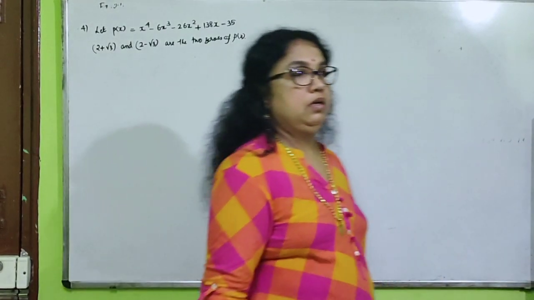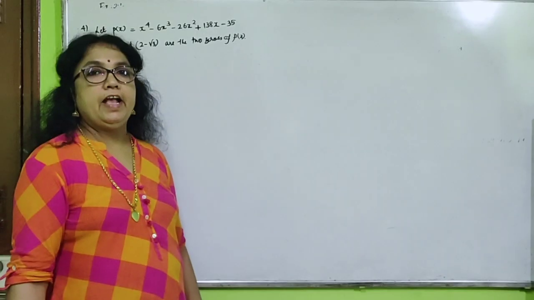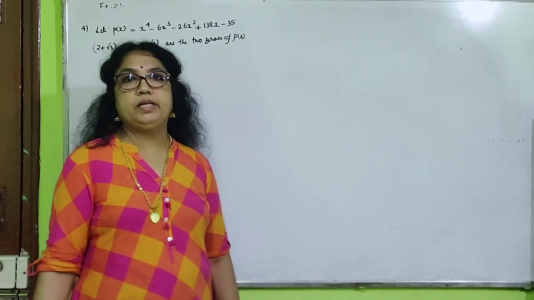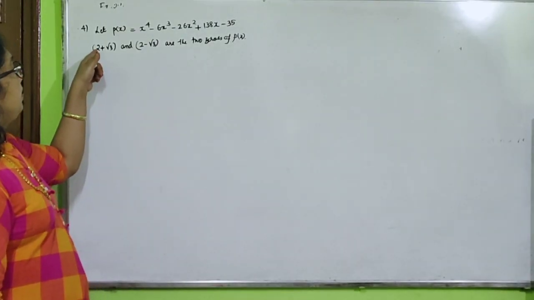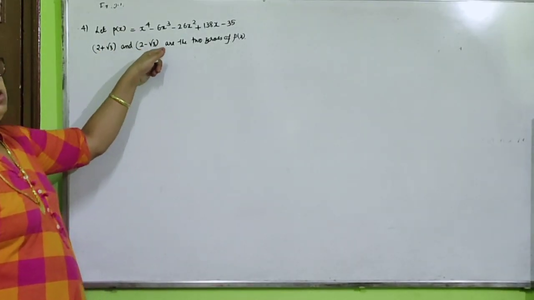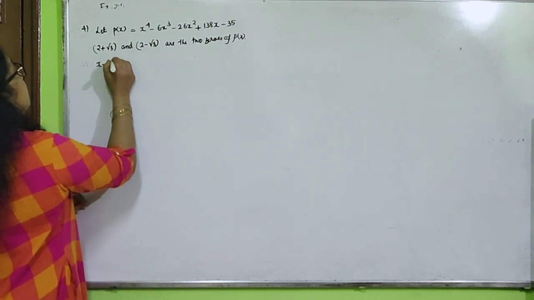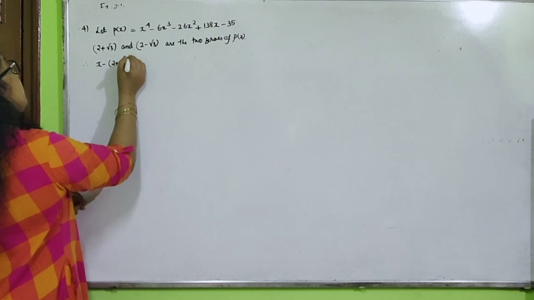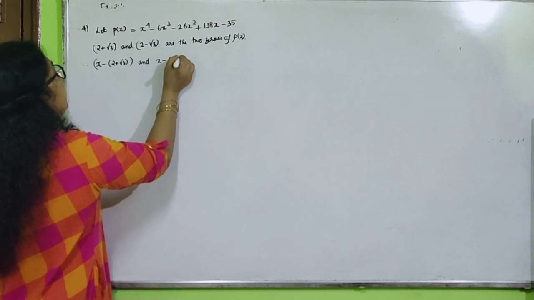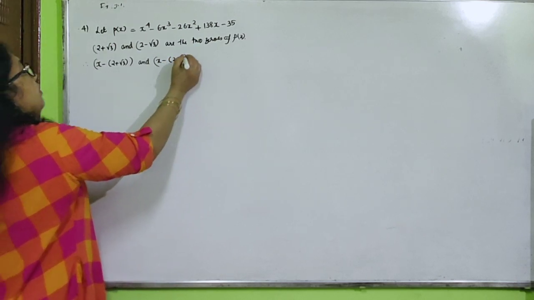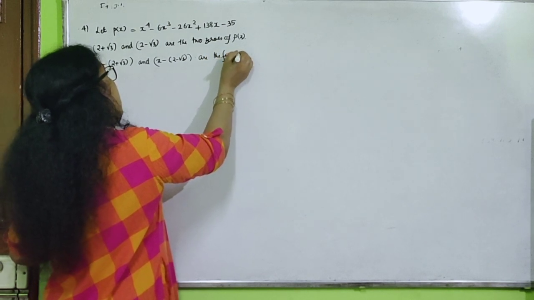So as usual, if alpha and beta are the zeros of the polynomial, x minus alpha and x minus beta are the factors. In the same way you have to write, x minus this one and this one also. Therefore, x minus 2 plus root 3 and x minus 2 minus root 3 are the factors of p of x.